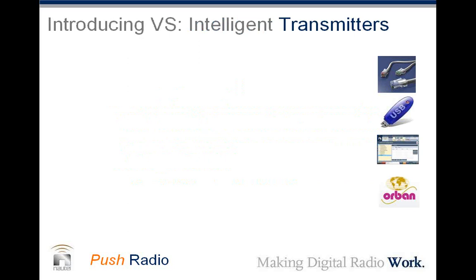So let's talk about what we mean when we say an intelligent transmitter. The VS series from Nautel, the low-power VS series, is available as 300 watts, 1 kilowatt, or actually 1.4 kilowatts, and 2.5 kilowatts. And this is a new series of transmitters. We've talked about them before in our webinars. But they feature IP connectivity. They are probably the most IP conversant transmitters that you'll ever run into in the world.